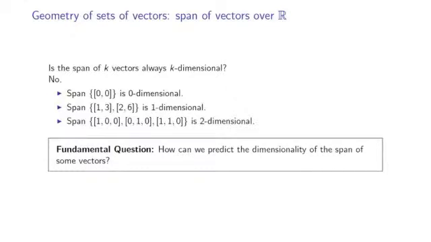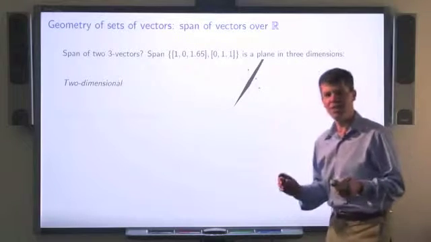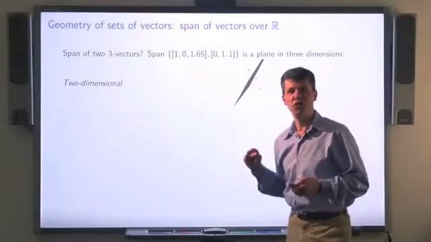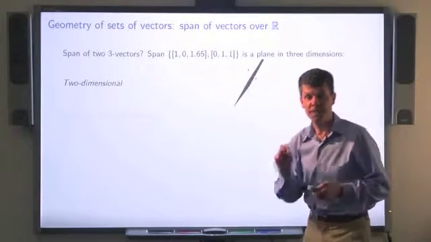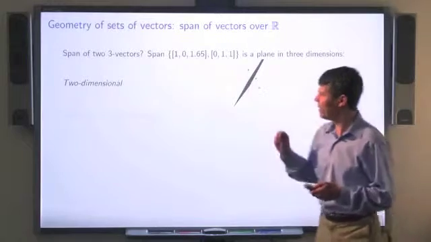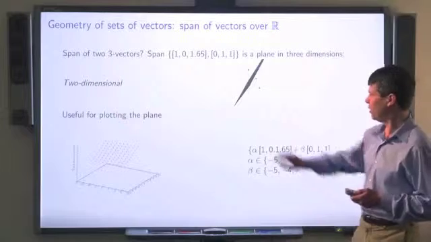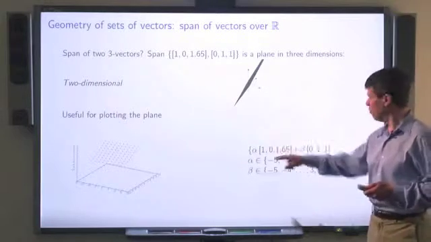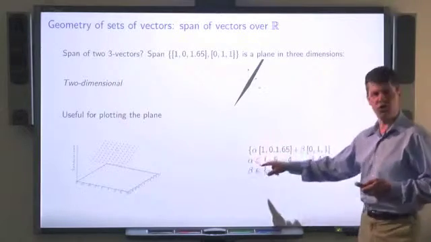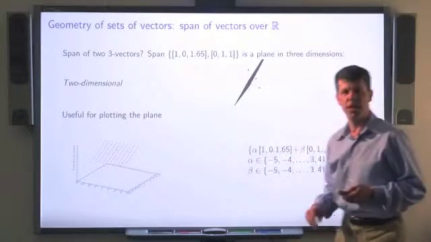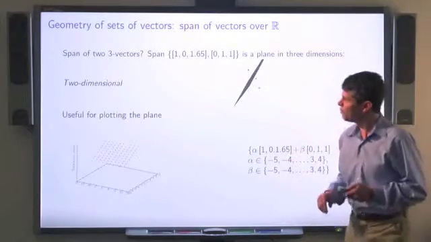which raises a fundamental question. Given k vectors, how can we predict the dimensionality of the geometric object that's formed by their span? So we've seen that the span of these 3 vectors forms a plane in 3 space. And in fact, this is useful for plotting the plane. So here I've taken multiple choices of alpha and beta and plotted what you get.